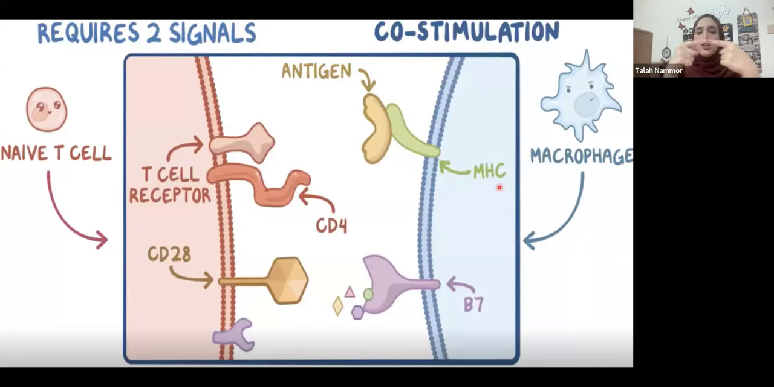Now, at the same time of this interaction between the T cell receptor and the MHC class 2 that has the antigen, another reaction has to happen, which is between CD28 and B7. So CD28 and B7 have to interact. If those two receptors and those two receptors interact simultaneously, only then will the T cell undergo differentiation. It will be stimulated. Do you get it?